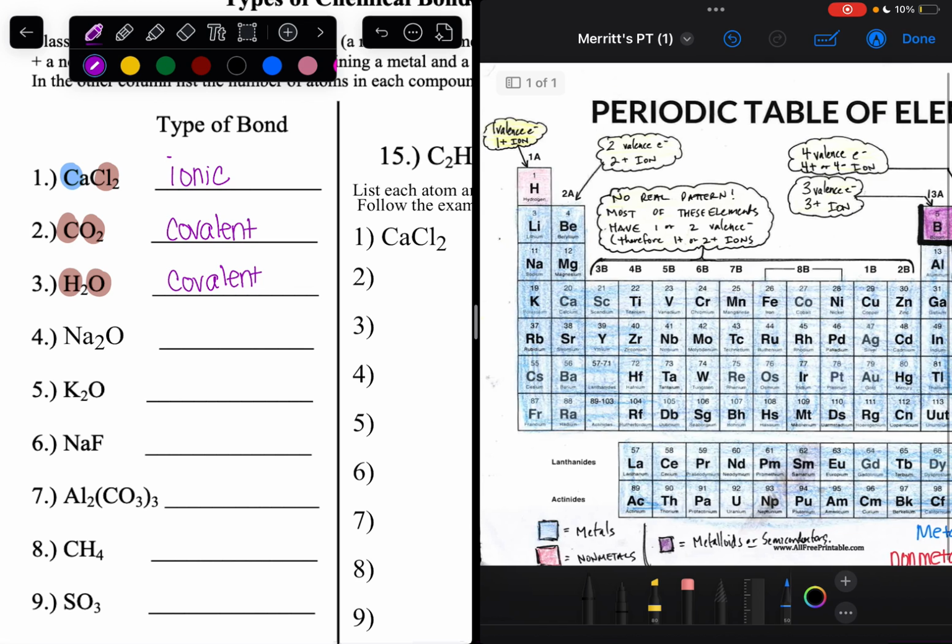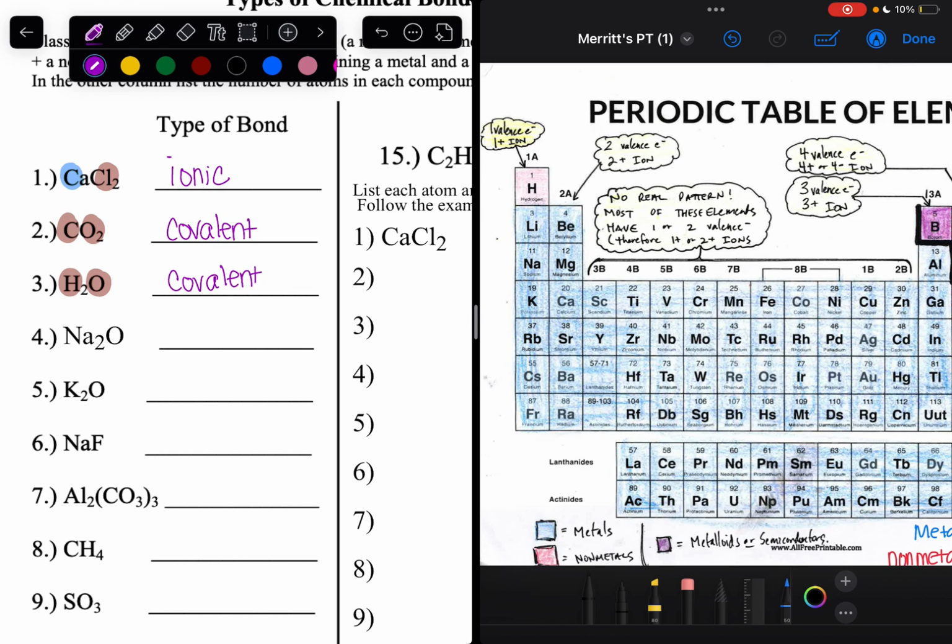Sodium on my periodic table is over here in group 1. That is a metal. And oxygen, we've said, is a nonmetal. So if I have a metal and a nonmetal bonding together, they are ionically bonded. Potassium is in group 1, and it is a metal. And oxygen, we've said before, is a nonmetal. So metal and nonmetal, we said, gives us an ionic bond.